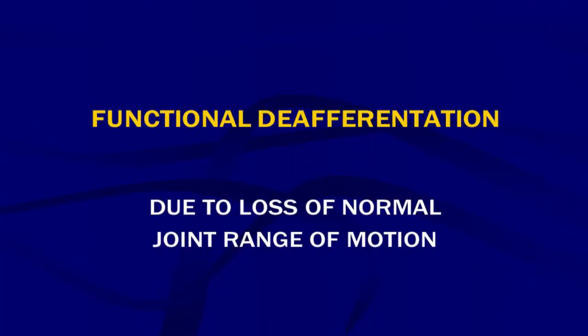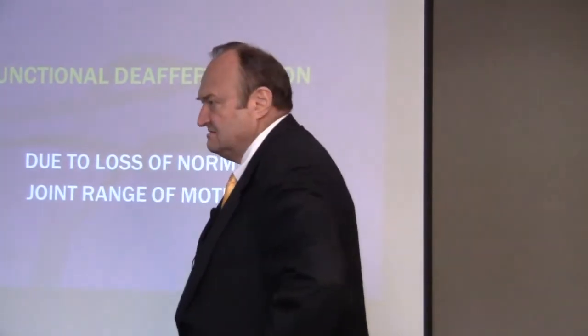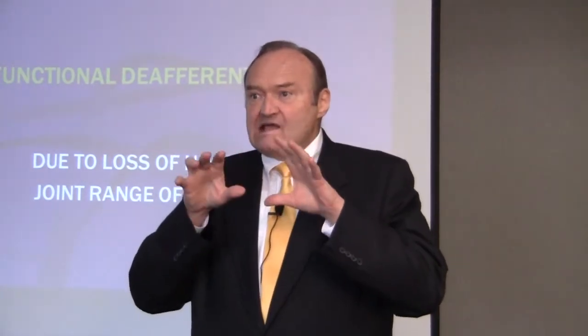But there's functional deafferentation, which is really the most common form of deafferentation. This means a lack of normal sensory activity due to the loss of normal joint range of motion. So we could have a functional deafferentation if I'm a vertebra and I move back and forth every day, or I'm a TMJ and I open and close every day, or move forward and back every day, or move laterally when I chew every day.